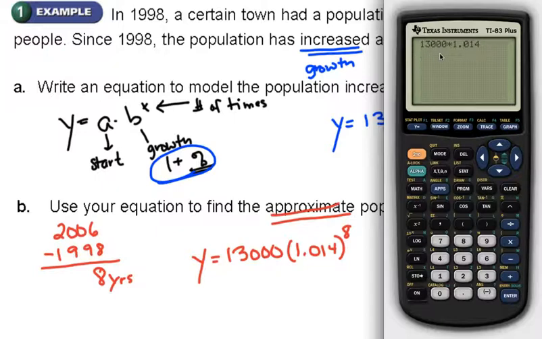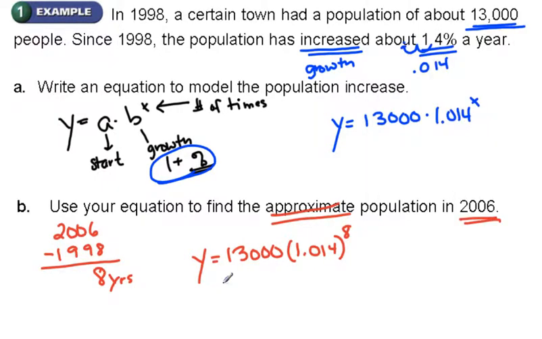All right, so we've done 13,000 times 1.014, raised to the 8th power, and press enter. Okay, so we have 14,529.37. Well, with people, we can't have 0.37 of a person. We either have a person or we don't. We don't care how tall they are or how young they are. They are either a person or they are not. So let's go ahead and round down to the next whole number since that is less than 0.5, and that gives us 14,529.